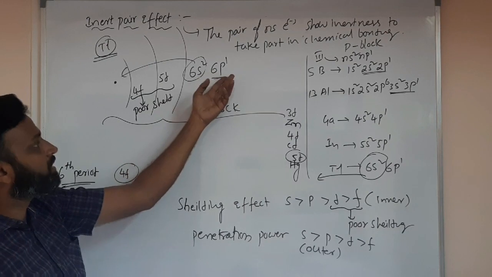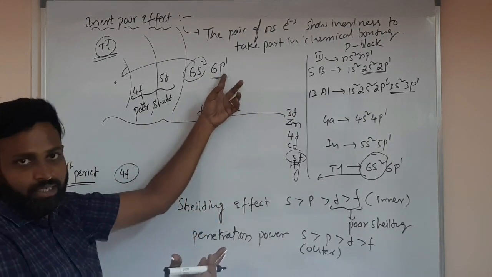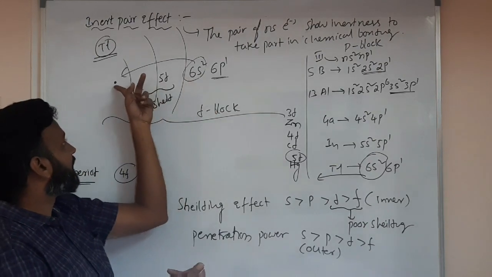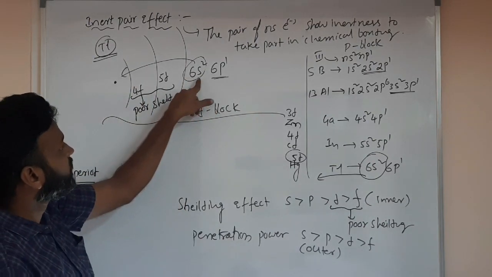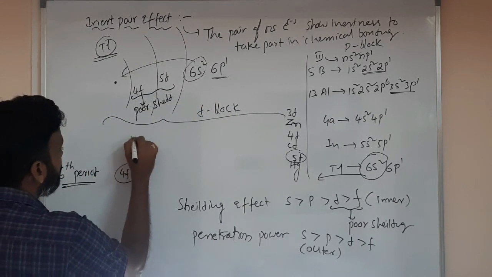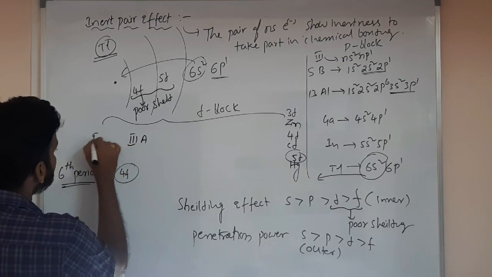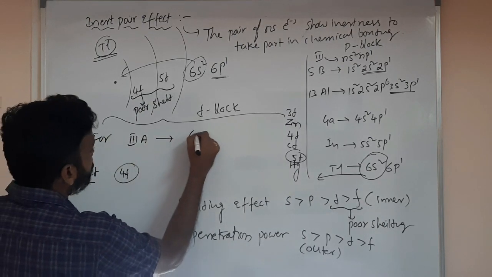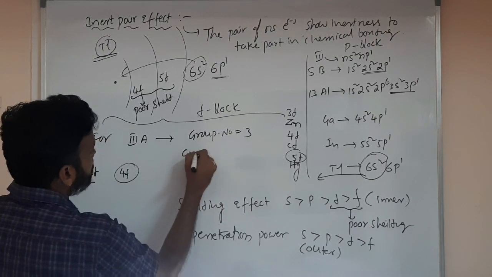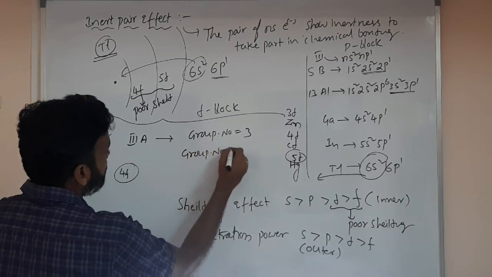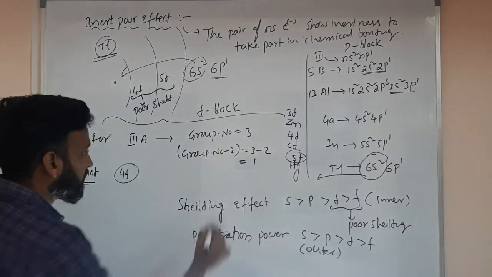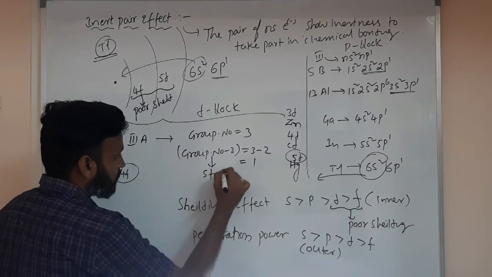Now why not p, sir? p has a bigger size, so it won't be attracted towards the nucleus easily. So the 6s electrons are attracted towards the nucleus. Certainly two electrons are attracted towards the nucleus, so what can you say for third group? Group number means 3. So group number minus 2 means 3 minus 2, 1. And this group number minus 2 is more stable, as I said.